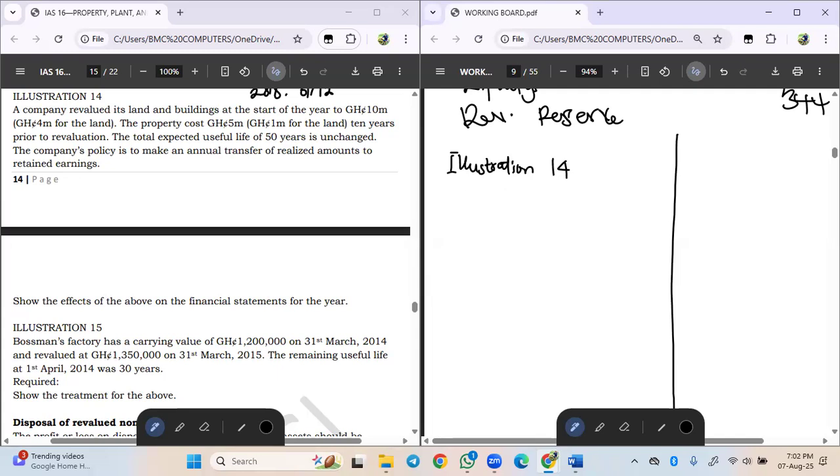A company revalued its land and buildings at the start of the year to 10 million. That is 4 million for the land. The property cost 5 million, 1 million for the land, 10 years prior to revaluation. The total expected useful life of 50 years is unchanged. The company's policy is to make an annual transfer of realized amounts to retained earnings. Show the effects of the above on the financial statements for the year.